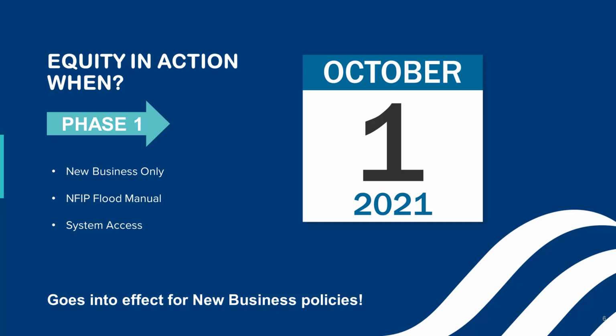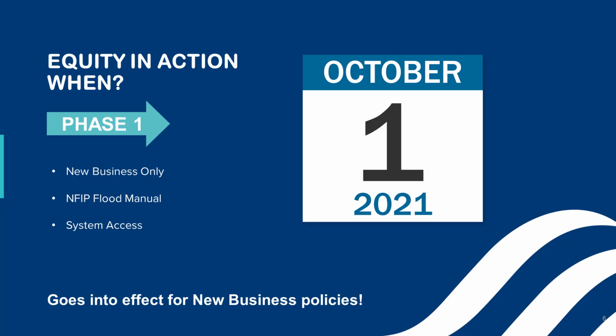So the question you may be asking is how and when is this going to happen? Here is what you need to know. FEMA is rolling out this new pricing methodology in 2 phases. To begin, we are going to talk about the first phase, which is for new business policies only. And the date for this is October 1st, 2021.